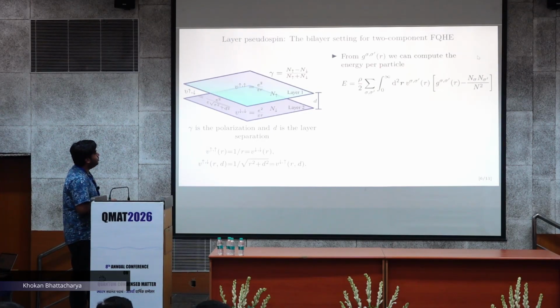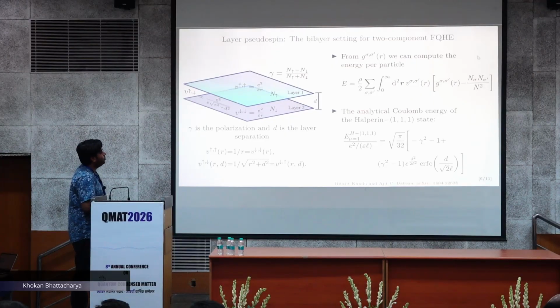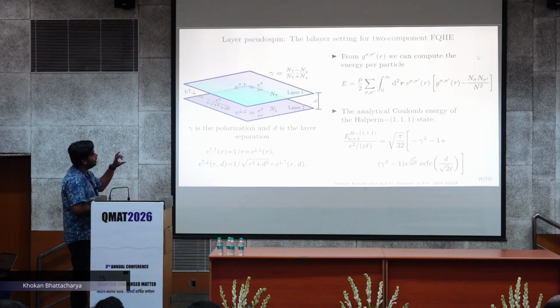So we can basically compute the energies once you know this pair correlation function. You just plug your different pair correlation functions here, and you will get all of the energies. One nice thing that we could work out is the analytical Coulomb energy of the Halperin 111 state. The gamma here is again the polarization, which in this case is a number imbalance between these two layers, and d is the distance between these two layers. So in the plane of gamma versus d, this is an exact expression.